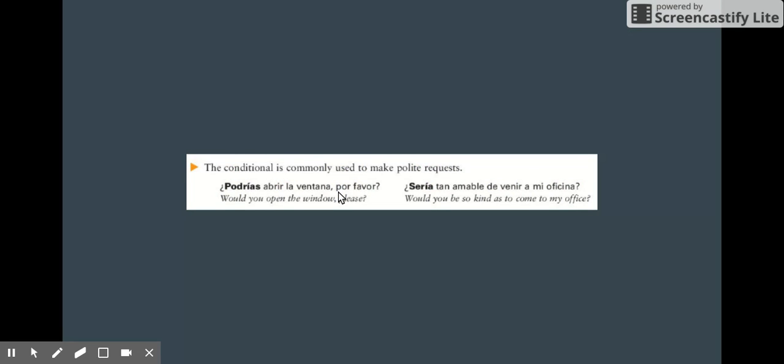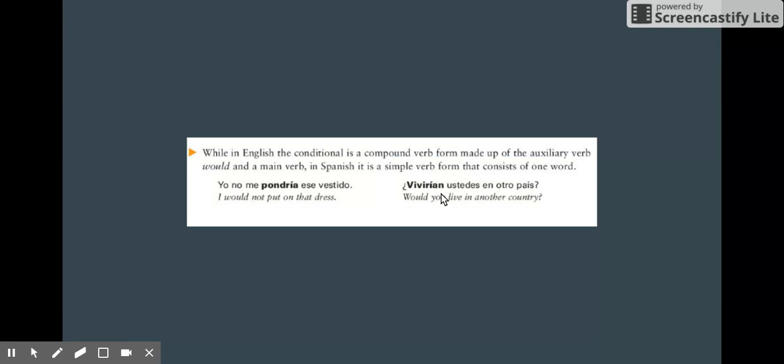One of the main uses of the conditional tense is in polite circumstances. To make a request more polite, you would use the conditional tense. So instead of saying "abre la ventana" as a command, or "open the window," you could say "would you open the window, please?" Or "would you be so kind as to come into my office?" You can see the "would you" is the podrías, to be able to, or "would you be" is serías. So the main use of the conditional is for polite requests.